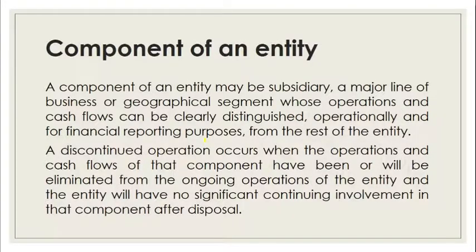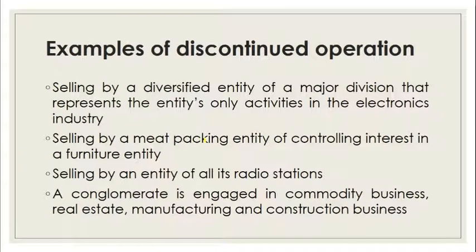Next, let's have the examples of discontinued operations. So, kani mga examples ani, selling by a diversified entity of a major division that represents the entity's only activities in the electronics industry. Selling by a packing entity of controlling interest in a furniture entity. Selling an entity of all its radio stations. A conglomerate is engaged in commodity business, real estate, manufacturing, and construction businesses. So, kana siya, mga examples nimo.